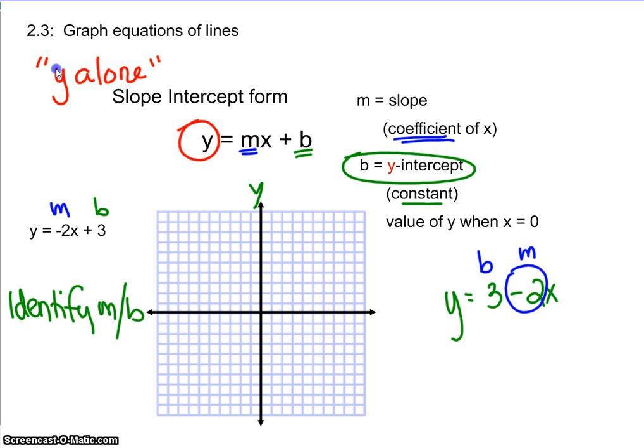So how I'm going to graph this is, number one, graph my b. So I'm going to go to 3. I start at my origin and I just go up 3. There's 1 point. The second thing I want to do is I want to make m into a fraction.